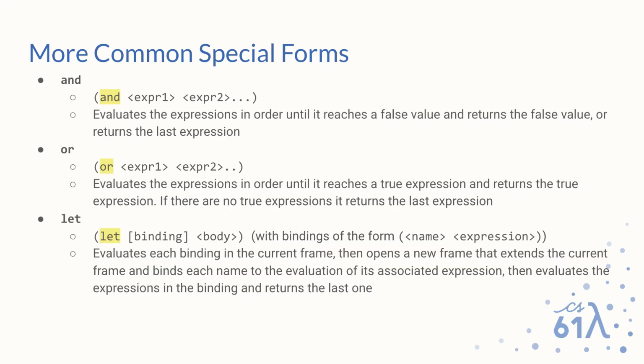Okay, sorry about that. So with let, you're going to be binding whatever's happening in the current frame, and you're going to be extending the current frame. You're binding each name to the valuation of its expression, and then evaluating the expressions in the binding and returning the last one.